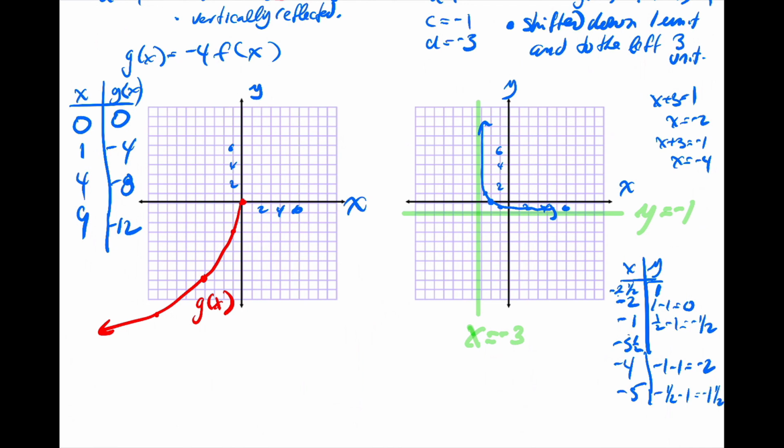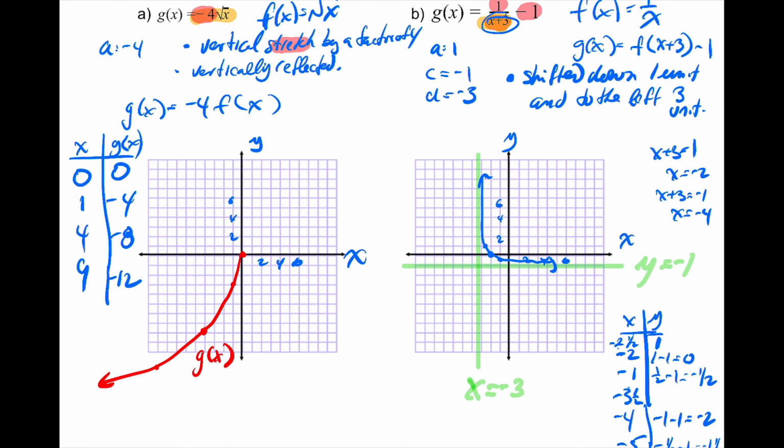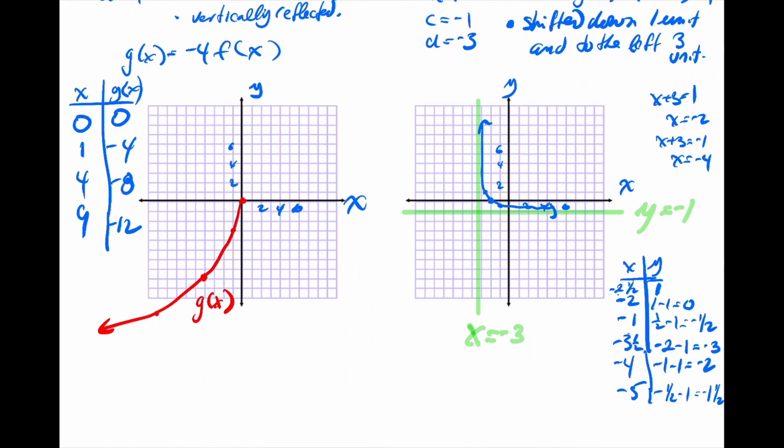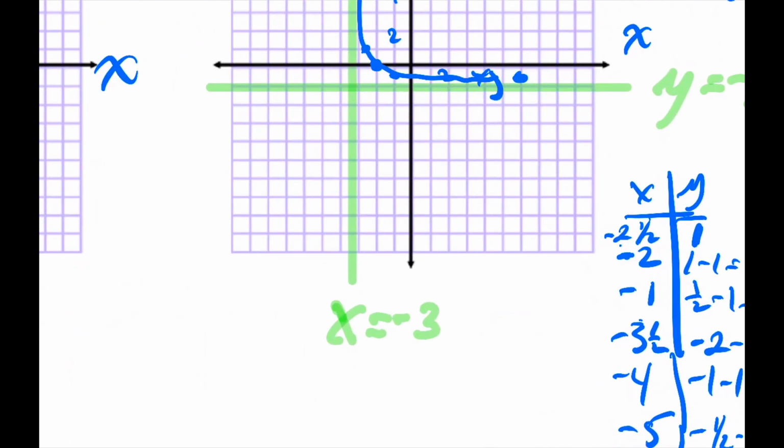And then looking at negative 3 and a half: negative 3 and a half plus 3 is going to give me negative a half. We reciprocate negative a half, that's going to be minus 2. So minus 2 minus 1 is going to be negative 3. So we have these 3 other points, and let's go off and put that in.